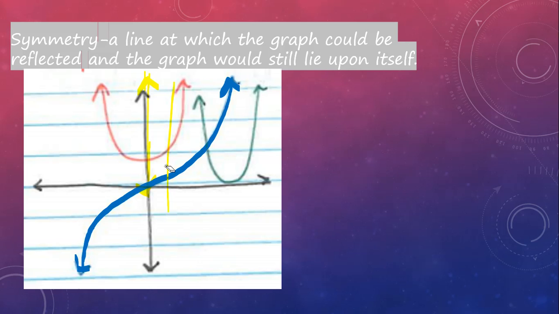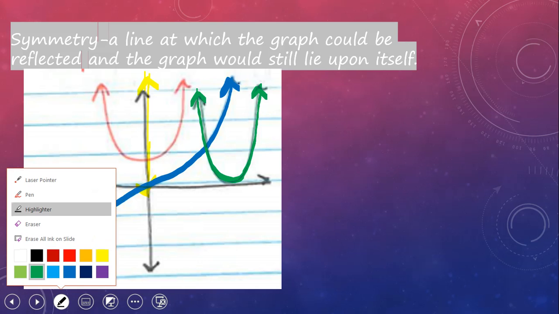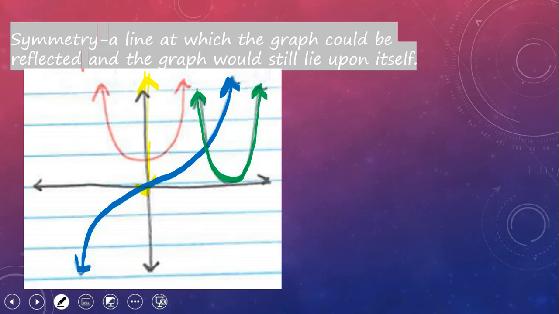Take this last green graph and see if you can draw a line of symmetry on this green graph. This green graph is also a quadratic, so the line of symmetry would be somewhere about here. All quadratic functions have a line of symmetry known as the axis of symmetry.